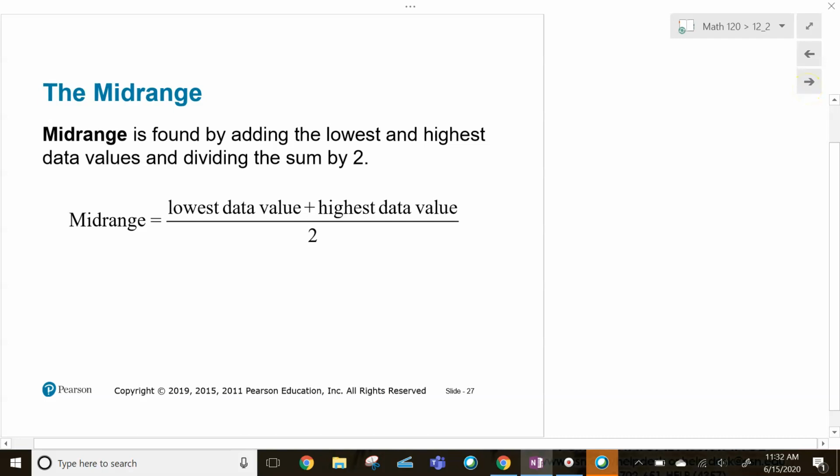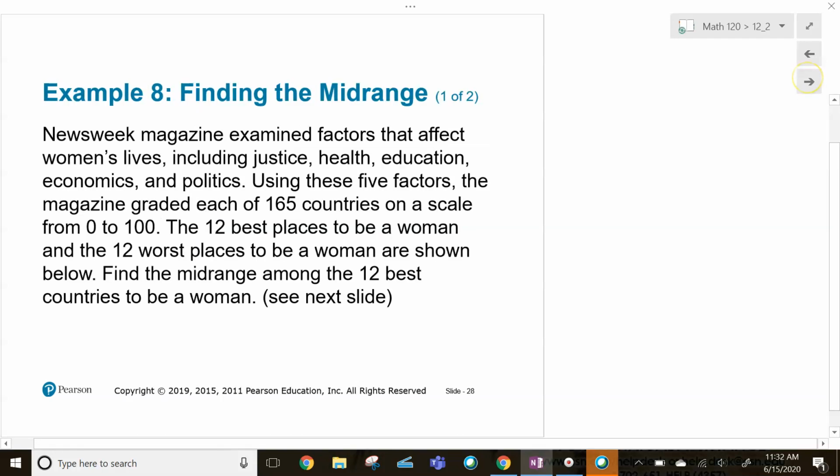Mid-range, another last measure of central tendency we'll look at. That's found by adding the lowest and the highest data values and dividing the sum by 2. So take your lowest value, take your highest value, add them up, just divide it by 2. It's your mid-range. Okay, so here's an example.